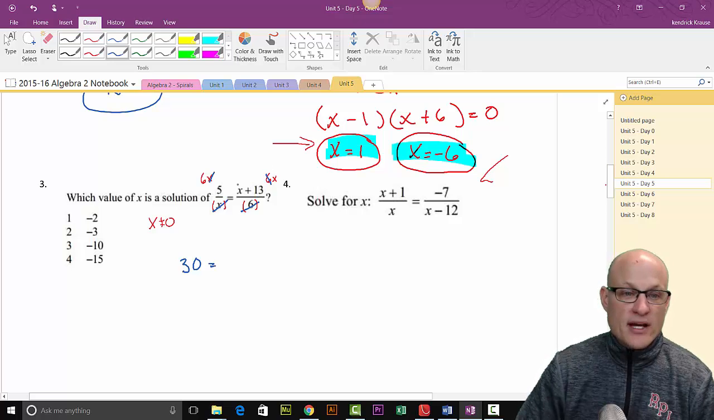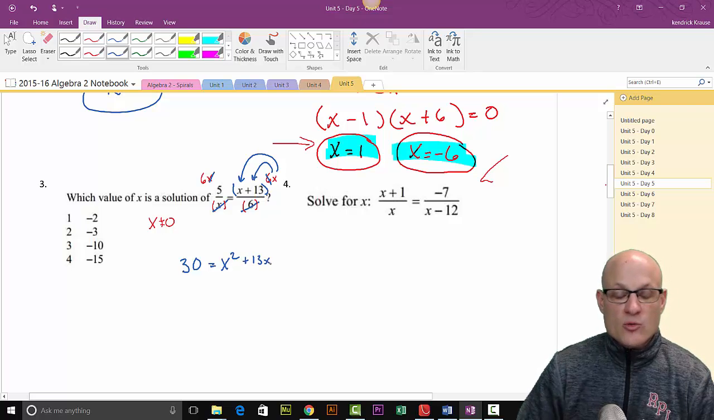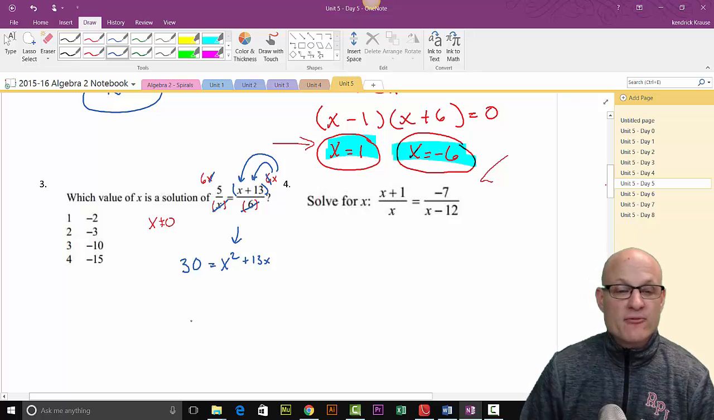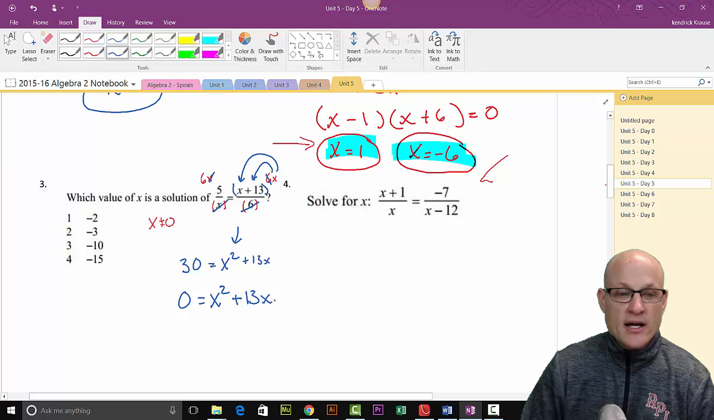Now I'm going to distribute this x. Oh, I should have put this binomial in. So x times x is x squared, and x times 13 is plus 13x. Well, it's a quadratic, so it needs to be set equal to 0 and factored. So 0 is equal to x squared plus 13x minus 30.